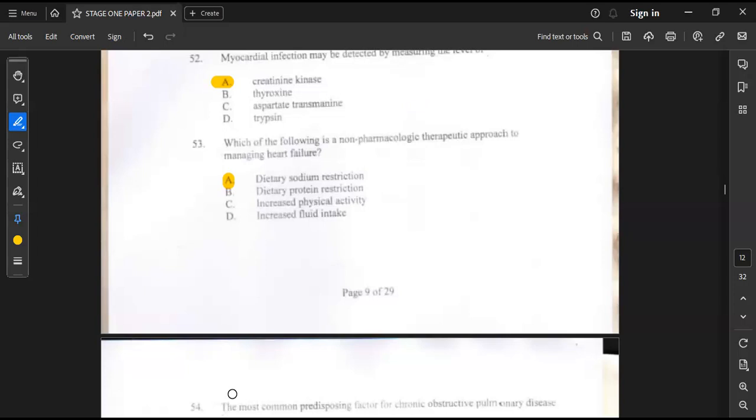Okay, we can use the relaxation exercises, but an exercise that requires too much energy, the heart can't take that. So simple exercises, but the main answer here will go with dietary sodium restriction because that's one of the main non-pharmacological treatments of heart failure.